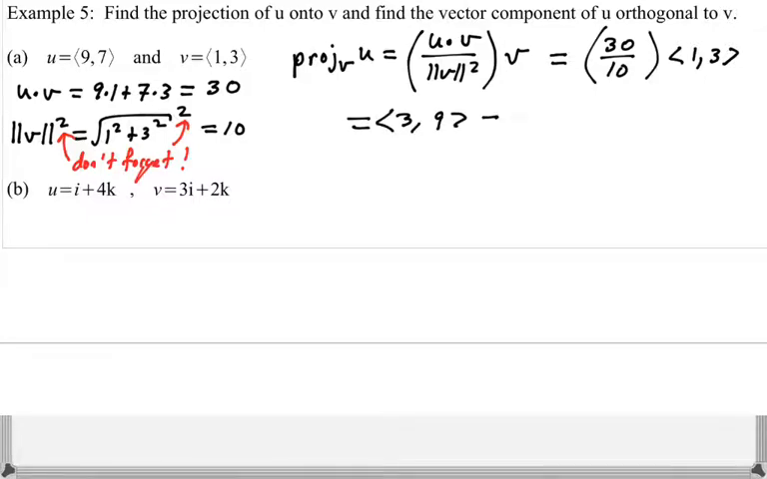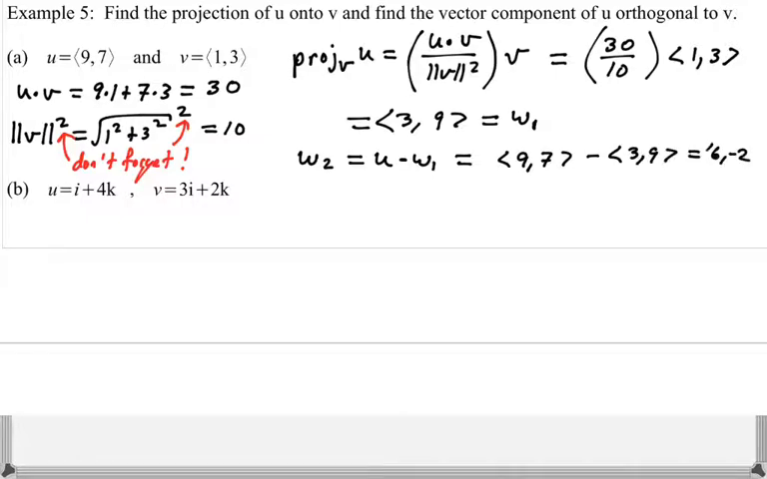So that is the projection of u onto v, and that's your w1. To find w2, you simply take u minus w1, and that's going to give you your orthogonal component, orthogonal to vector v. So we have 9, 7 minus 3, 9, so that's going to give us 6 and negative 2.